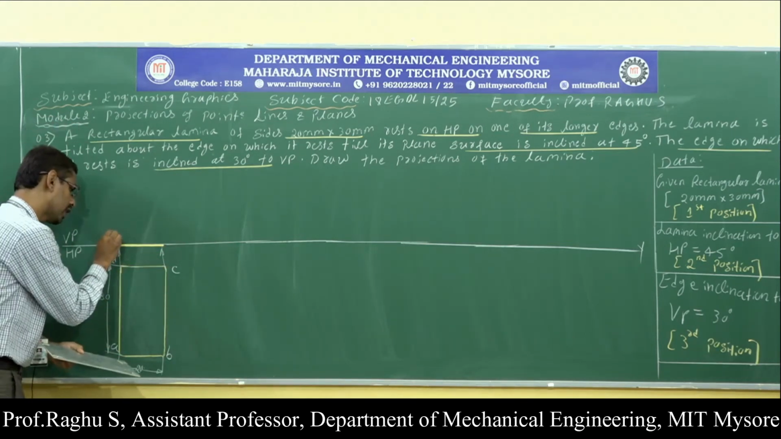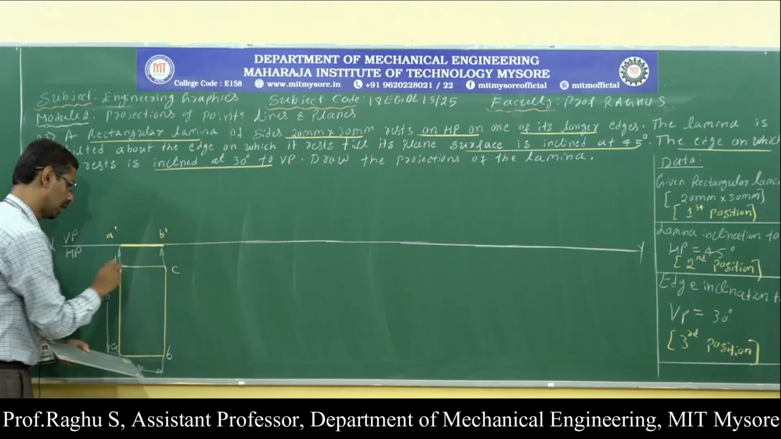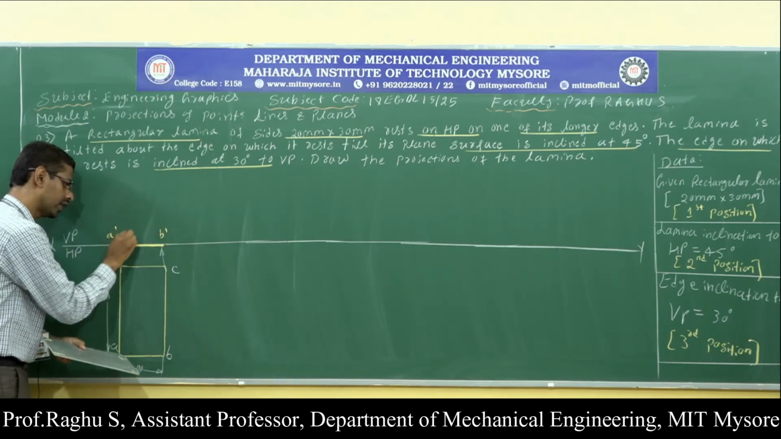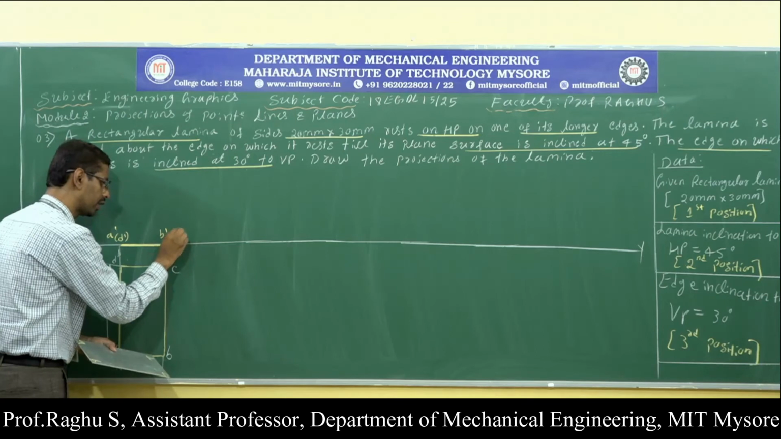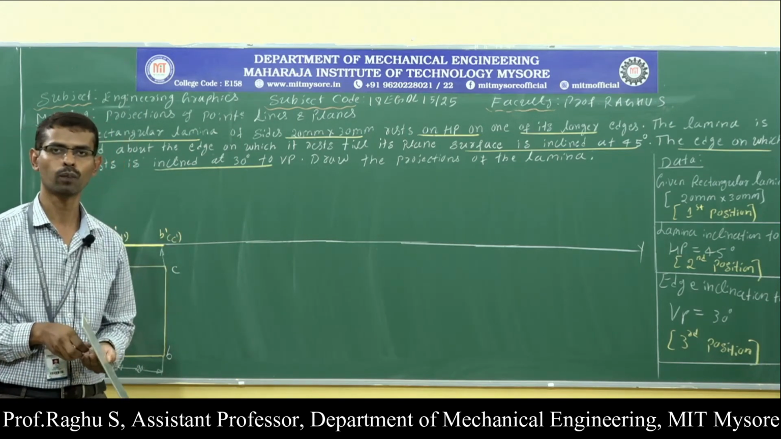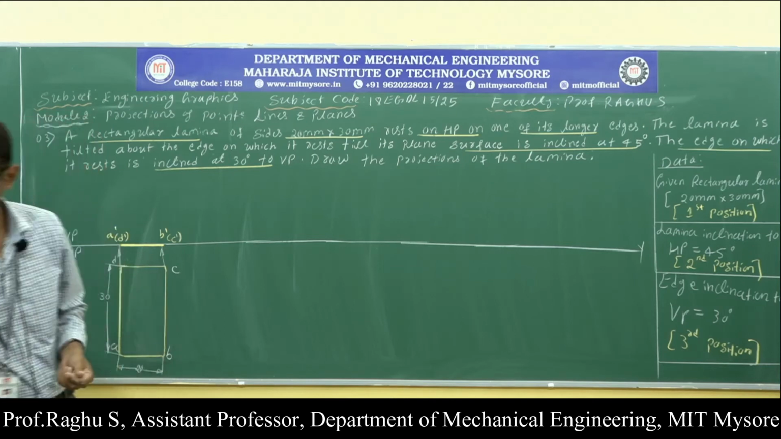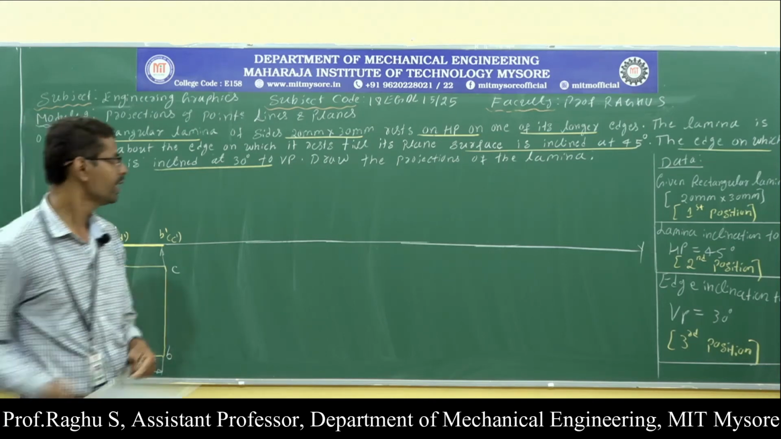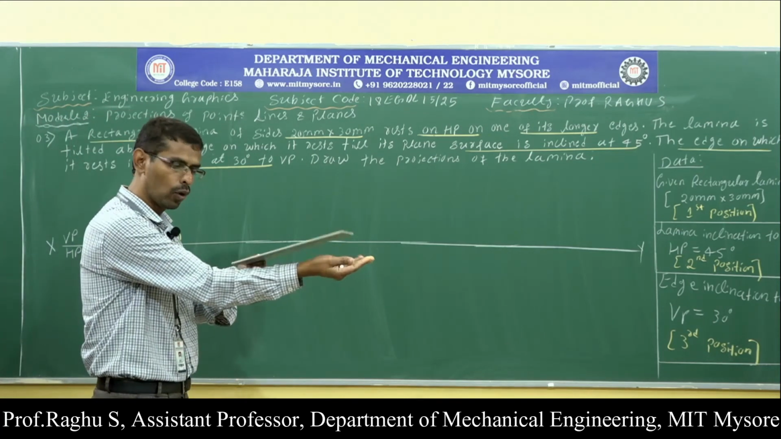Now, A dash visible, here B dash visible. D invisible, write it in the bracket. C invisible, write it in the bracket. Now I have completed the first position, top view and front view. Next, the lamina is tilted about the resting edge.